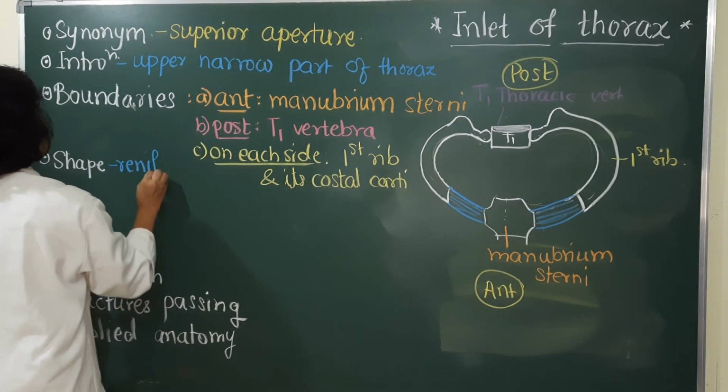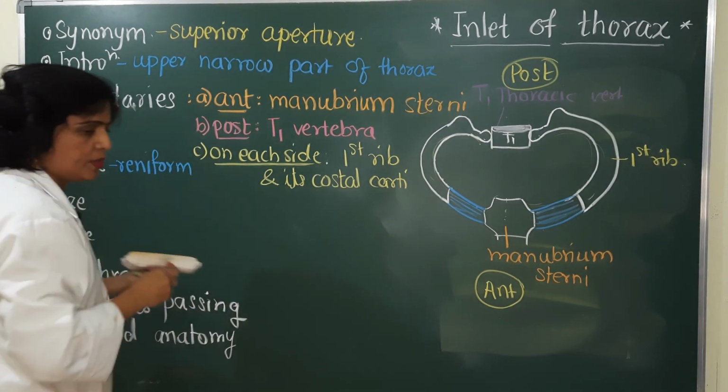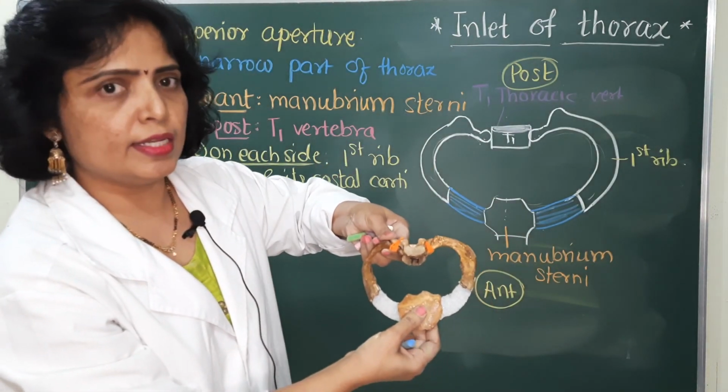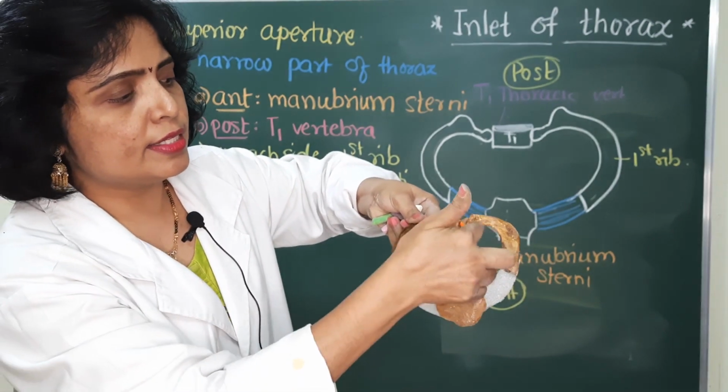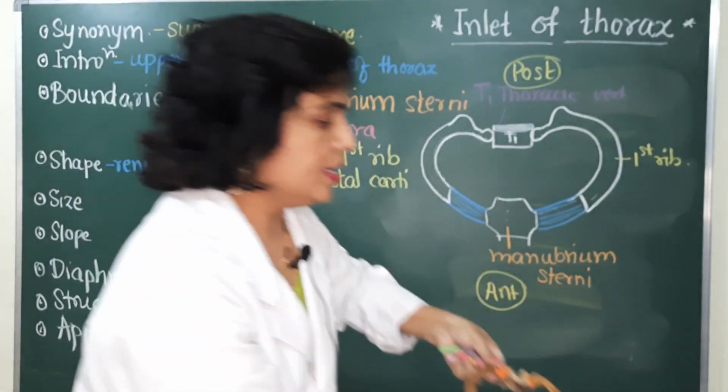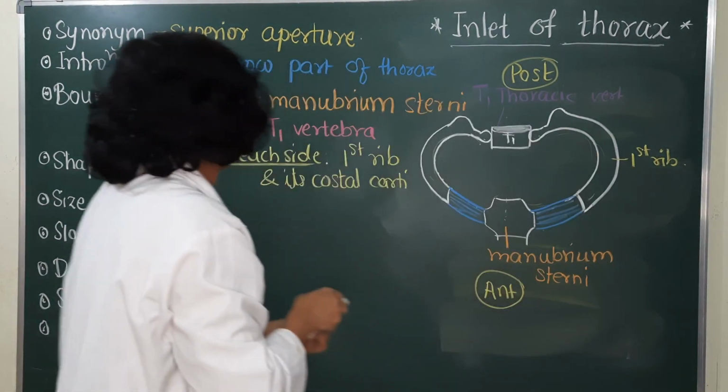It is reniform or kidney shape. Here also you can see very clearly, this is the shape. So it is kidney shape. Okay. Then, or you can say it is reniform.